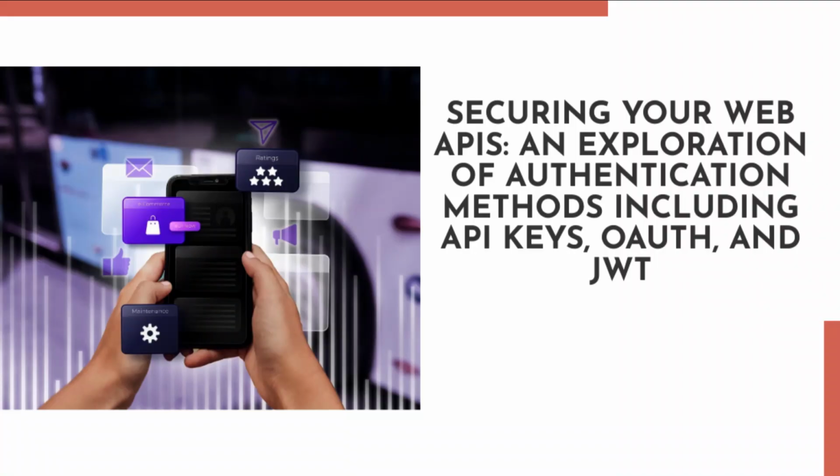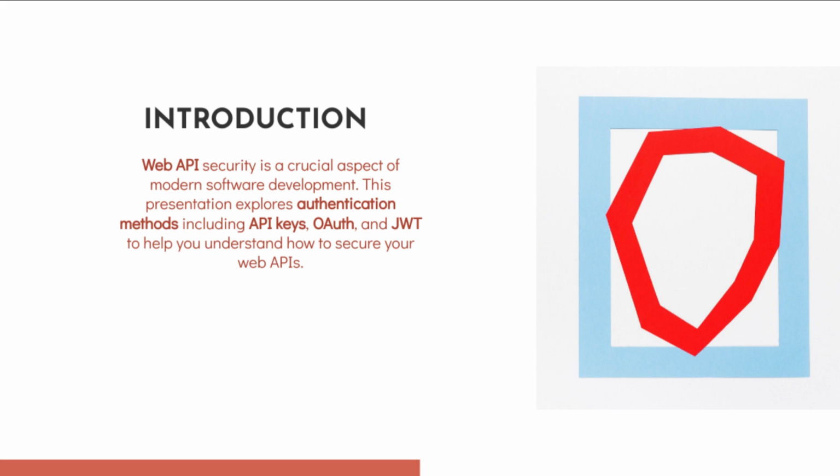Of course. Let's explore different API authentication methods, including API keys, OAuth, and JWT, JSON Web Tokens. 1. API keys. API keys are a straightforward method of authentication used to identify and authorize API consumers.